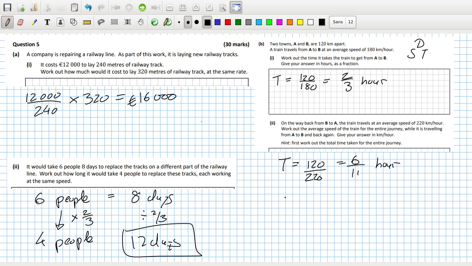So we want to calculate now the total speed or the average speed. So that would be the total distance, which is 240, this is 120 plus 120, over the total time, which is 2/3 plus 6/11. So that is 198 kilometers per hour. It should be more than this, but less than this.